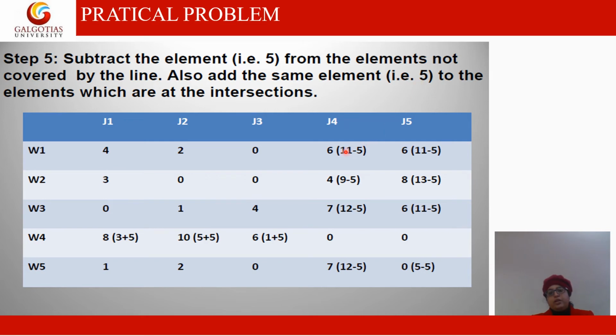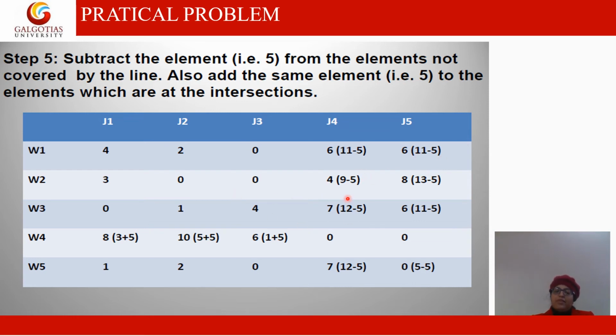So, I am going to subtract this minimum value of 5 from the various uncovered elements. In the first row, that was W1, the minimum element 5 is going to be subtracted from the uncovered element, which was 6, which leads to the values 6 and 6, that is 11 minus 5 and 11 minus 5.